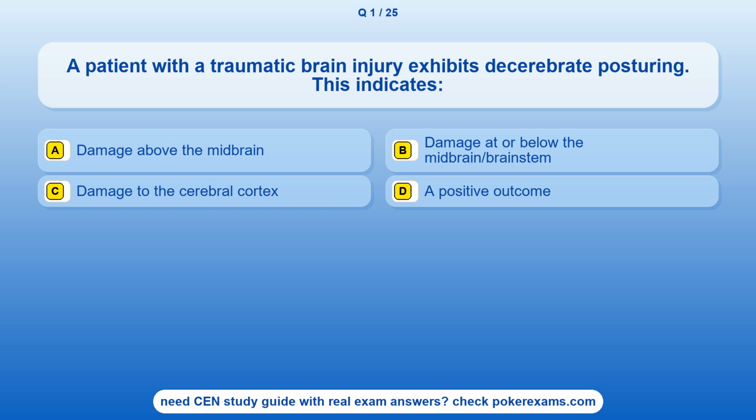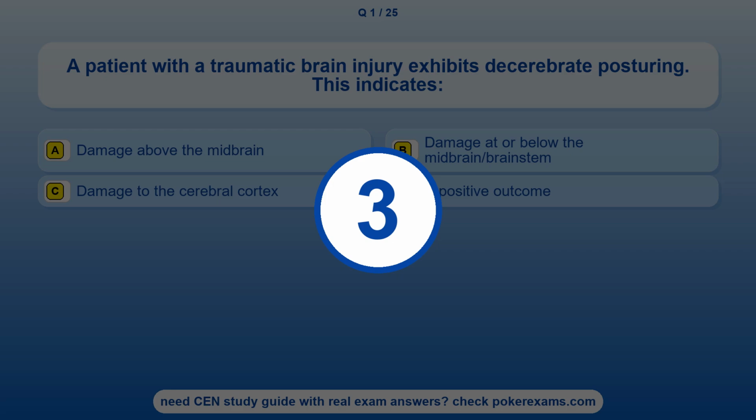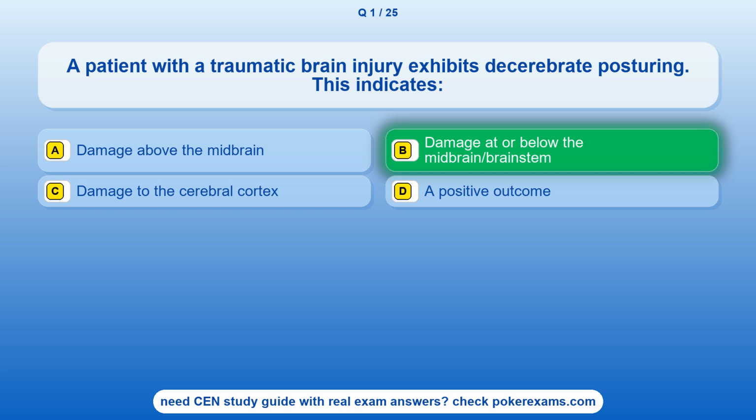Question 1. A patient with a traumatic brain injury exhibits decerebrate posturing. This indicates option A, damage above the midbrain, option B, damage at or below the midbrain/brainstem, option C, damage to the cerebral cortex, option D, a positive outcome. The correct answer is option B, damage at or below the midbrain/brainstem.